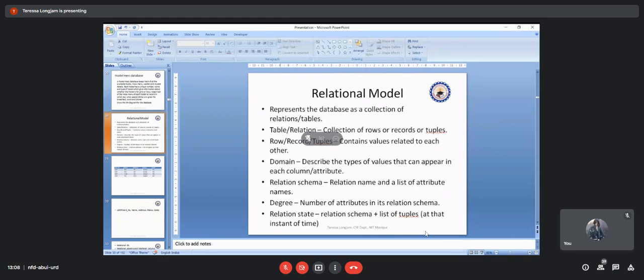Okay, so in the previous few classes, we saw what is entity relationship model. Today, we'll see what is relational model.